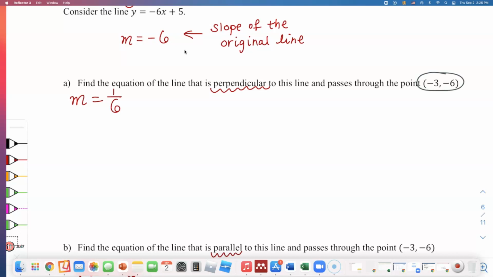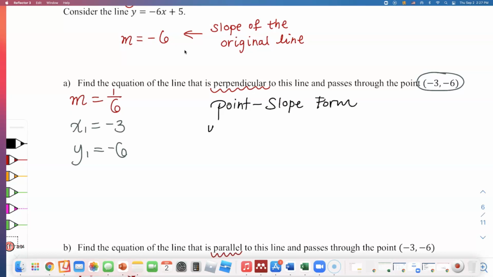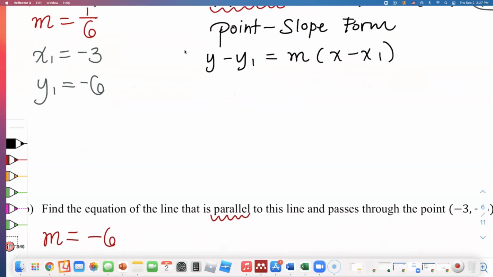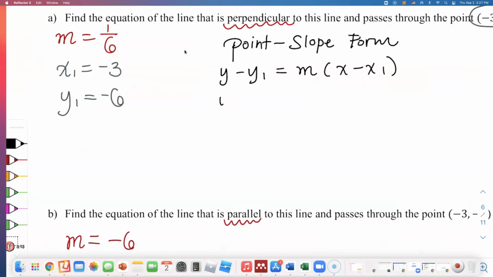That is perfect. So what they gave us is x1, the x coordinate, is negative 3. And the y coordinate is negative 6. So if I do the point slope form, which is y minus y1 equals m times x minus x1, the equation will be y plus 6 equals 1 over 6 times x plus 3.